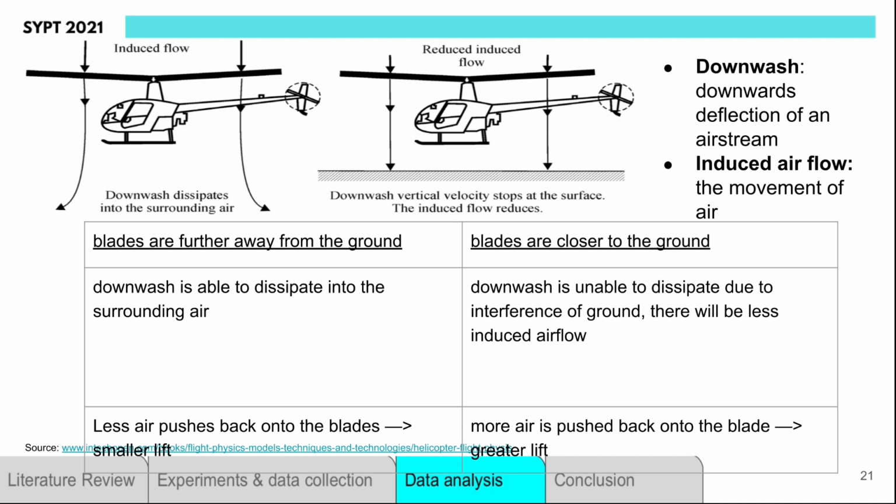When the blades are further away from the ground, the downwash is able to dissipate into the surrounding air. When the blades are closer to the ground, the ground interferes and reduces the induced airflow. More air is pushed back onto the blade and lift increases.